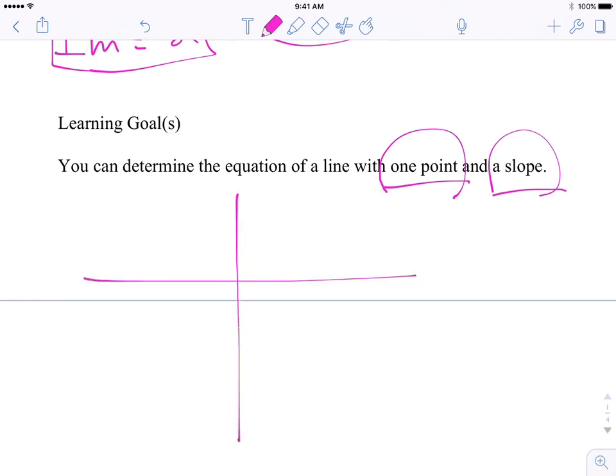So take a look at this. If you have a line that has a slope of, let's say here at the origin, and it goes up 1, 2, 3, and over 2. So 3 over 2 has a slope like that. So rise is 3, run is 2. So the slope is 3 over 2, or 1.5.